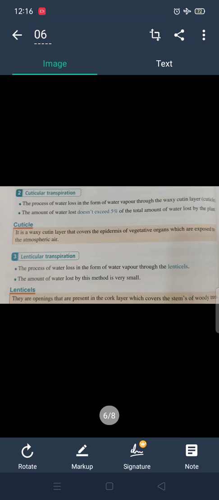So number 1 is stomatal transpiration: through stomata, 90% of the water vapor passes outside the body of the plant. Number 2, cuticular transpiration, only 5% of the losing of water. Number 3, lenticular transpiration, the losing of water in the form of water vapor through lenticels. What are lenticels? They are openings present in the cork layer which covers the stem of woody trees. And of course the amount of water lost this way is very, very small.